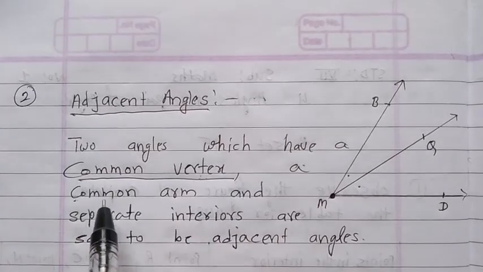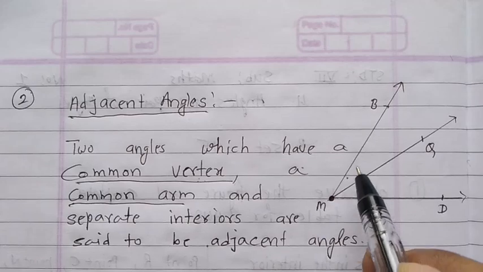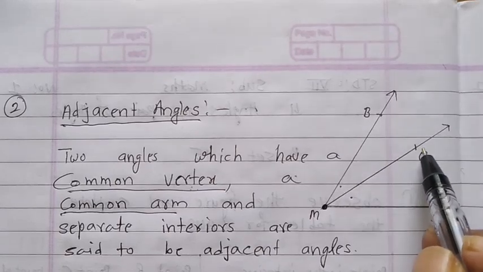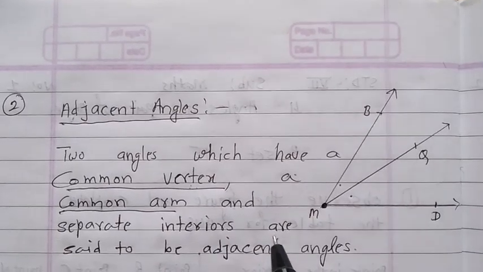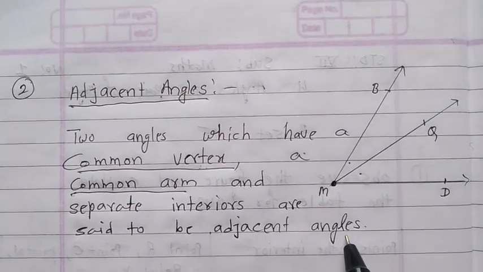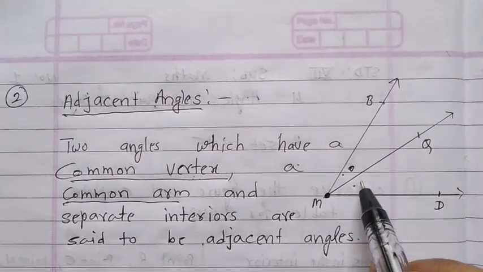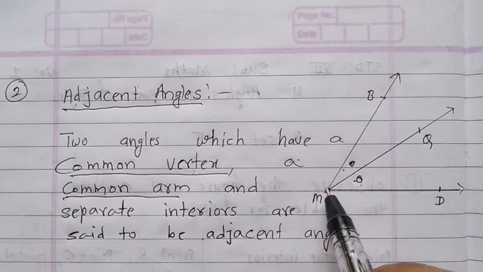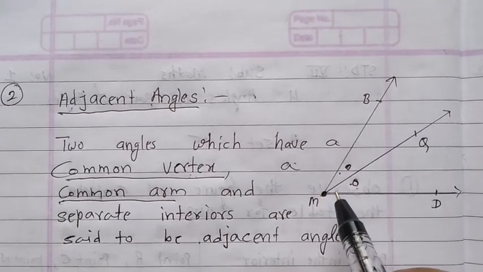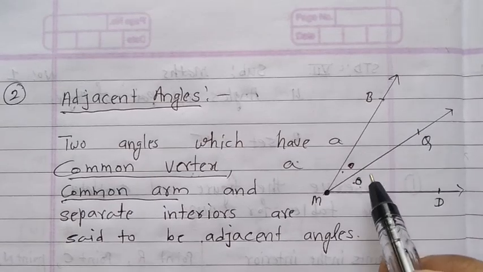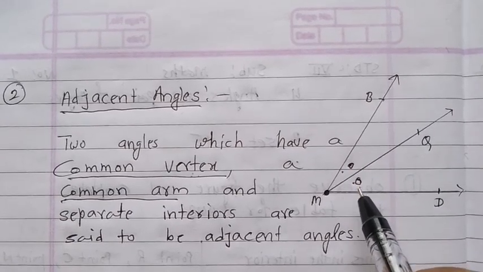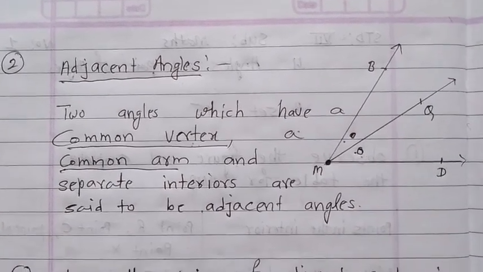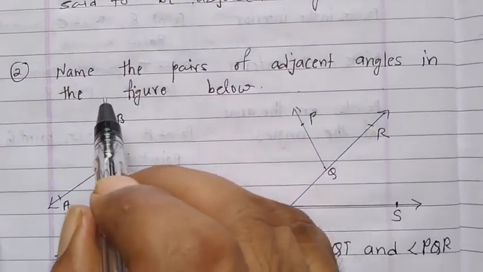So what is important here? Common vertex and common arm. So what is the common vertex here? Point M. And what is the common arm here? MQ. And the separate interiors are said to be adjacent angles. So these two angles are known as adjacent angles. Why are they known as adjacent angles? Because there is one common vertex and a common arm, and they separate the angles into two parts. That is known as adjacent angles.